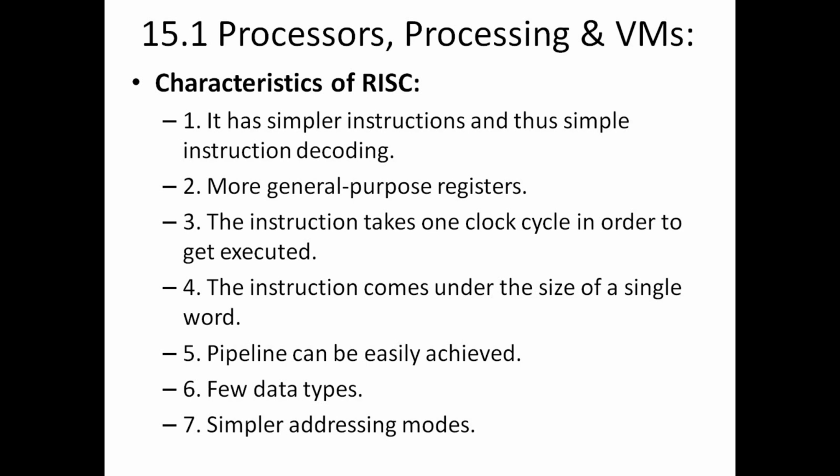The instruction takes one clock cycle in order to get executed. No matter what type of instruction you have, typically an instruction set has something like 1500 to 2000 instructions or keywords. Any one of them in a RISC processor takes exactly one clock cycle. So if you have a 1.2 gigahertz processor, that means it can process 1.2 billion instructions of such type, and you get the idea.